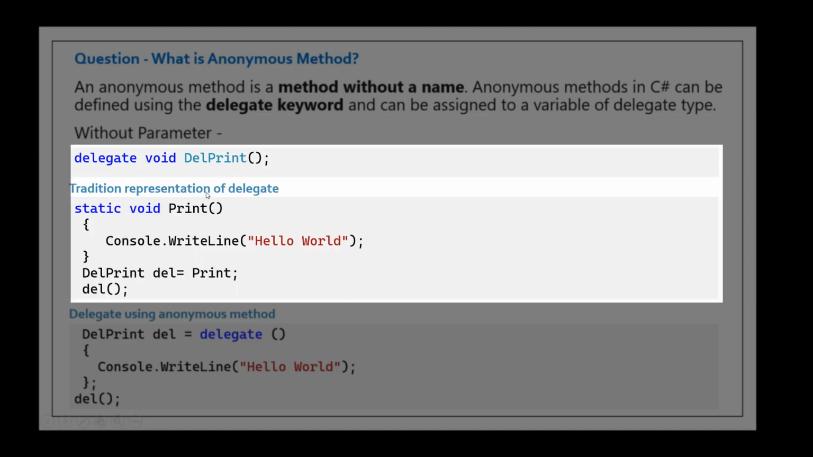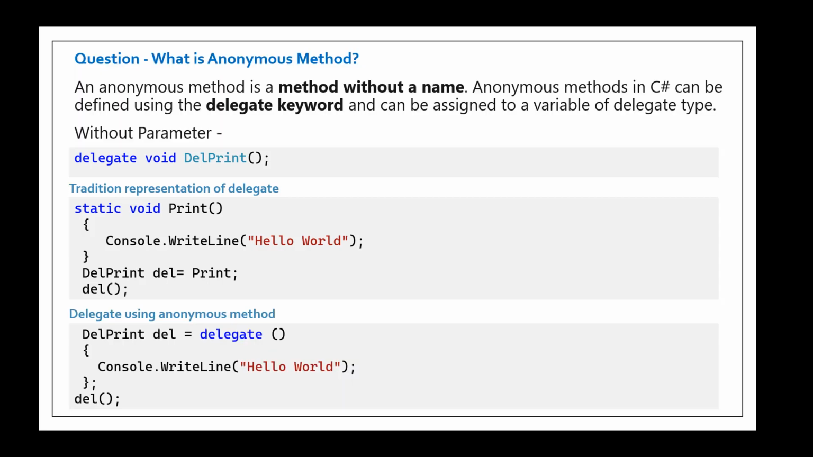Here is the traditional approach. We are just declaring one method print and we are printing hello world inside the print method. And we are declaring object of del print and assigning the method print, then we are just calling the delegate. This is the traditional approach we have followed.